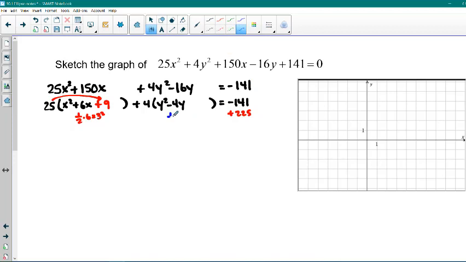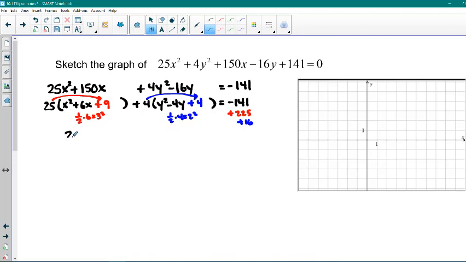Similarly, when we take half of 4, we get 2, and 2 squared is 4. So I'm going to add 4 inside the parentheses. However, that 4 is getting multiplied by the 4 on the outside of the parentheses. So we didn't really just add 4, we added 4 times 4, which is 16.